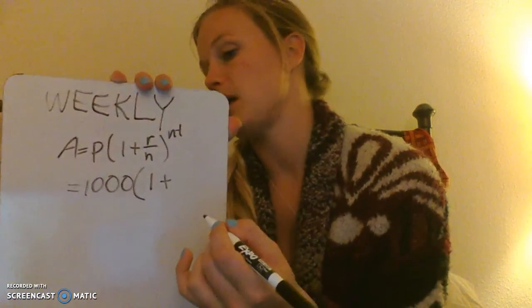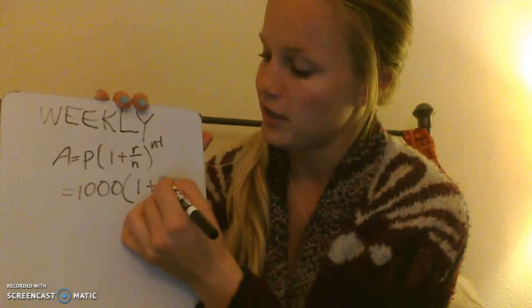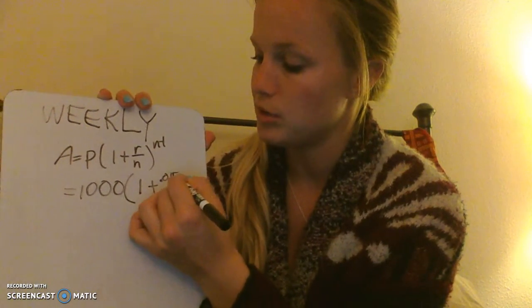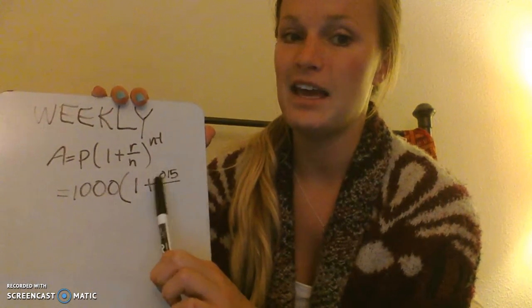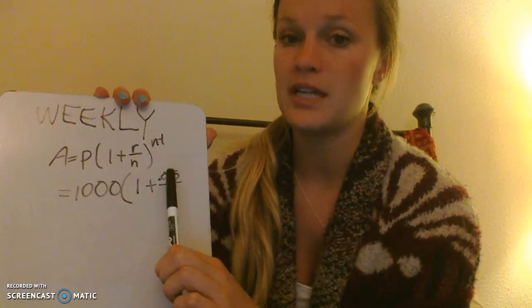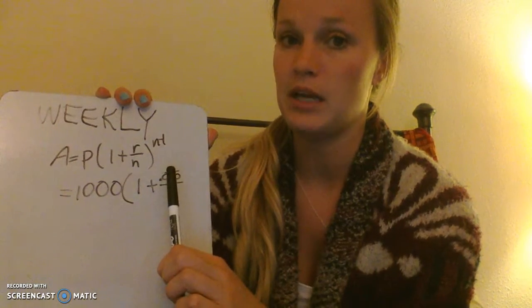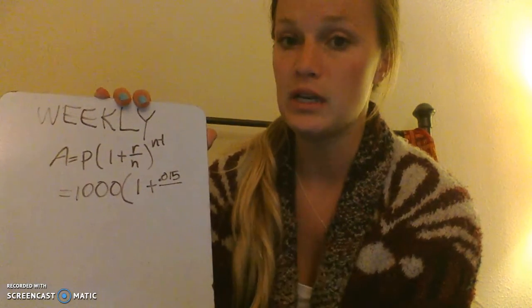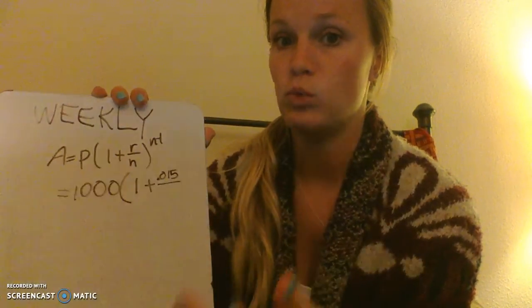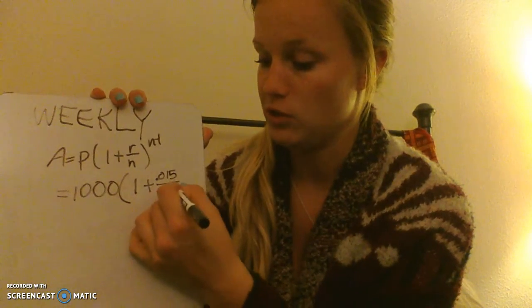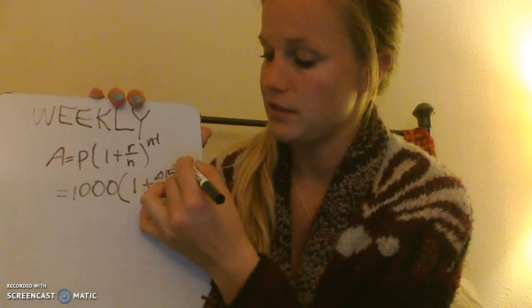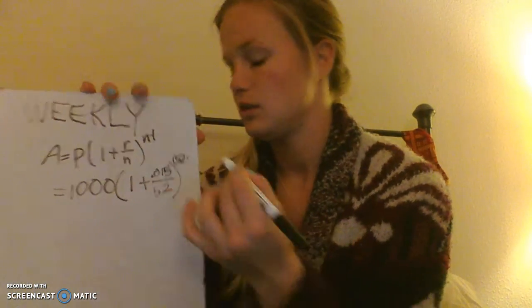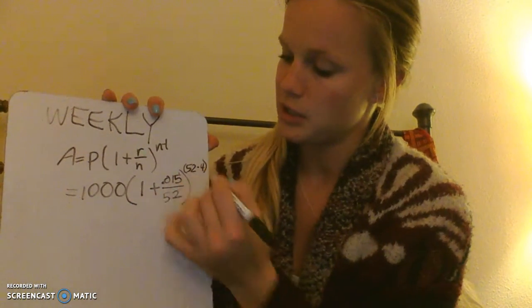My interest rate is 1.5%, so I've got to be careful to put that into decimal form in my equation. The N represents the number of times per year it's happening. So if something happens weekly, the number of times weekly happens per year is 52. And that is raised to the 52 times 4 years, as in my question.